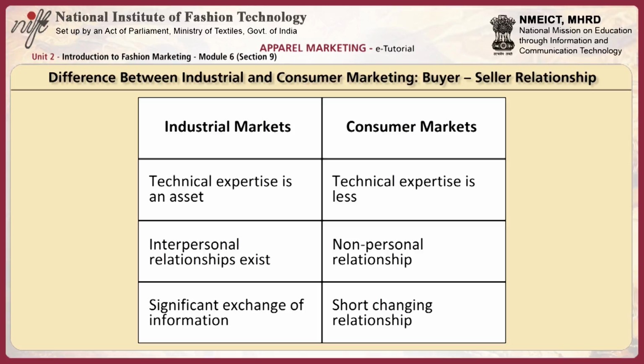And there is less exchange of information, particularly on the OTC, over the counter. Since the consumers are already familiar, they take the products which are offered on OTC. Many times products are purchased on simple advertising, and many times apparel garments are bought on impulse. And whatever the relationship is there, it is a small relationship, short term and changing.